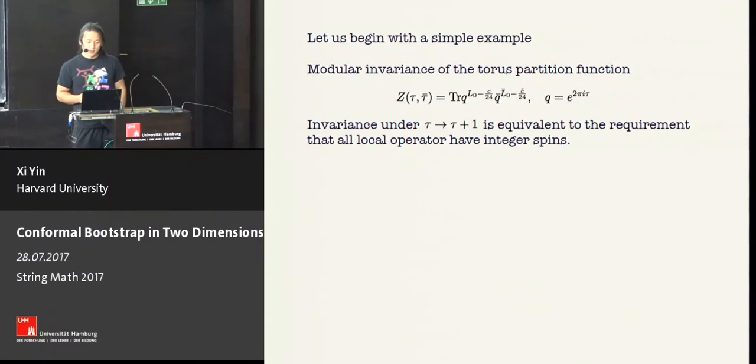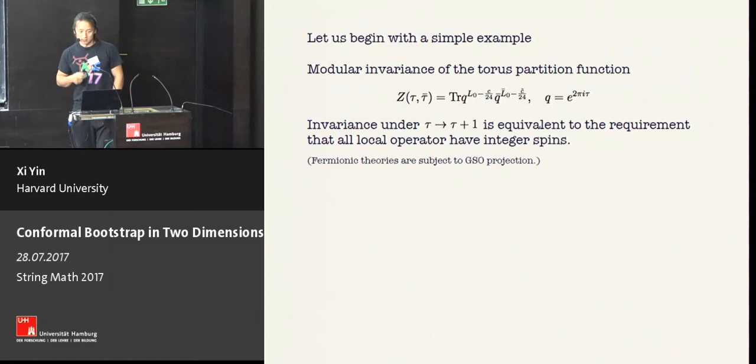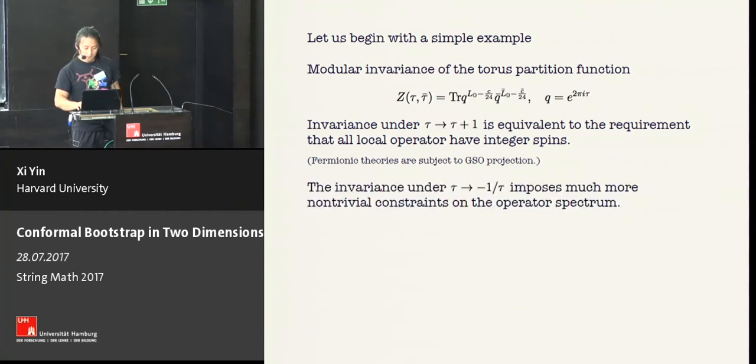To demand that this is invariant under tau goes to tau plus 1, one of the generators of the modular group, is just equivalent to the requirement that all the local operators have integer spins. That's not a big deal. By the way, if you are dealing with, say, fermionic theories, according to my definition, I would like to insist on applying GSO projection to make the theory actually fully modular invariant.